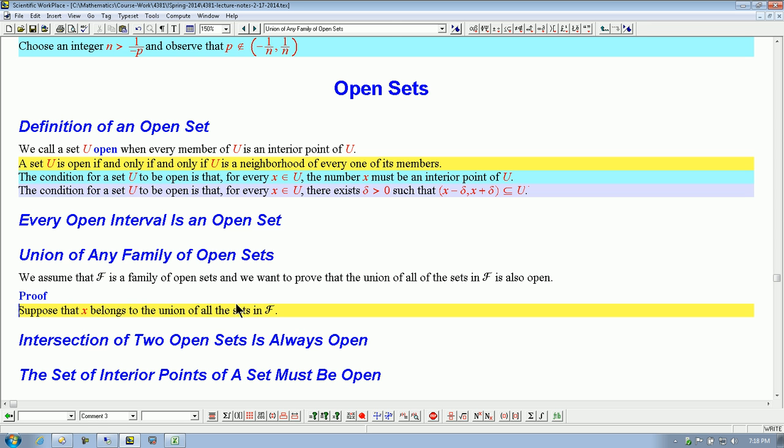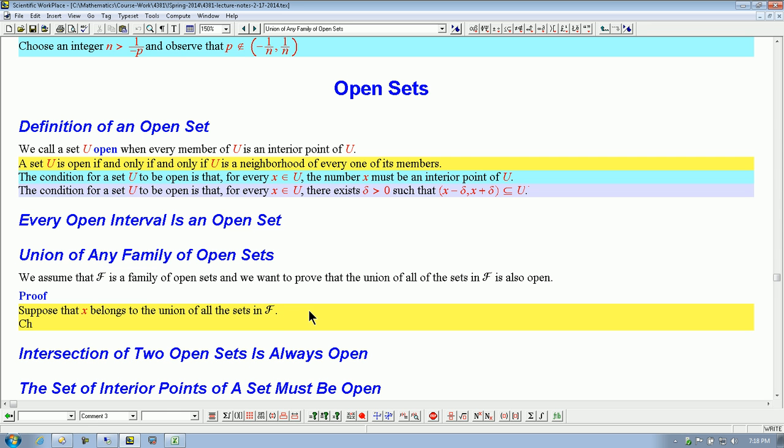Suppose that X belongs to the union of all these sets. What do I know? When a point belongs to the union of a bunch of sets, what do you know? What does it take to belong to the union of a collection of sets? To be in at least one. Then, yes, there is at least one to which it belongs, so in other words, there exists. So what's the next word in the proof, folks? The next word in the proof's got to be choose. Isn't that right?